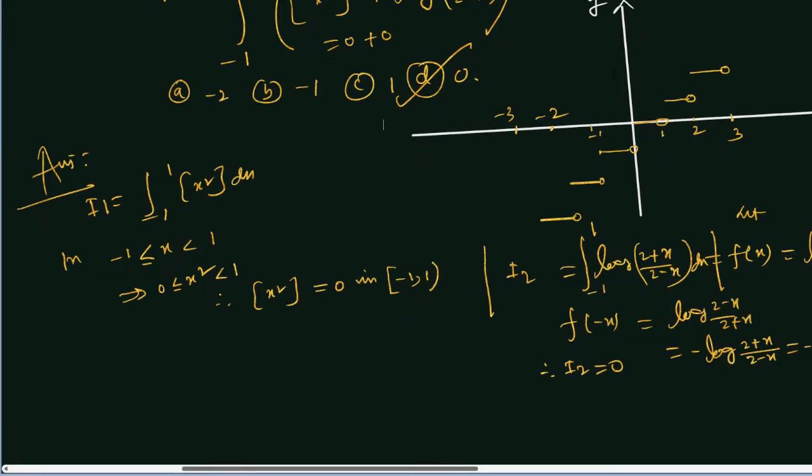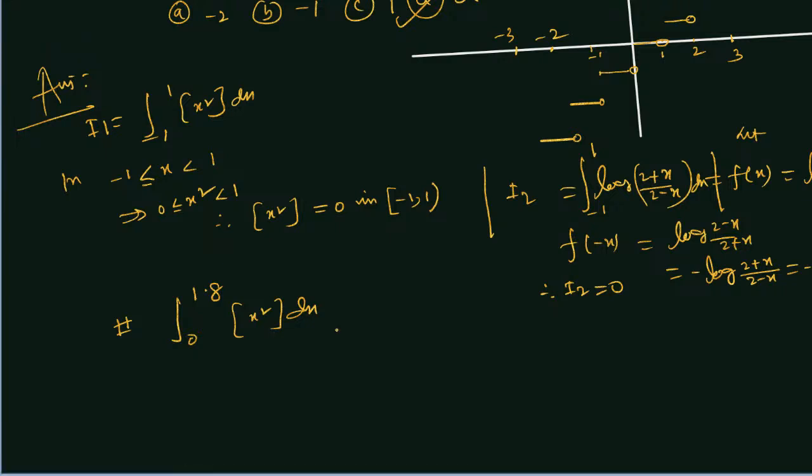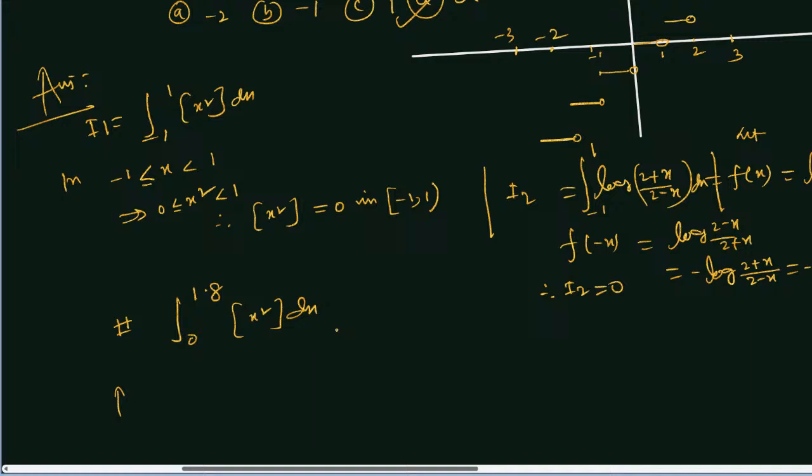As I am doing the modulo part, let me solve another one on modulo. This is, say, 0 to 1.8, modulo x squared dx. We have to evaluate. How to do it? Can we make a substitution for this? Yes. What substitution?